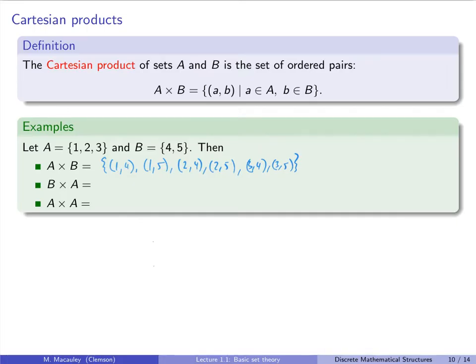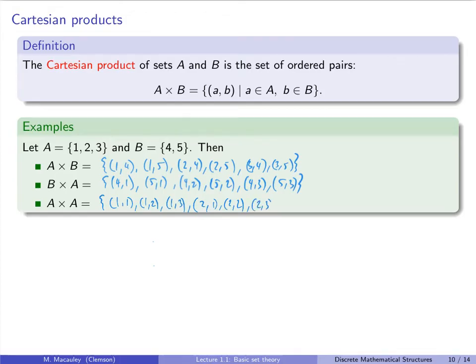However, B cross A, this next one, we're basically reversing these: (4,1), (5,1), (4,2), (5,2), (4,3), and (5,3). And of course, we can also do B cross B or A cross A. So A cross A is going to have 9 elements: (1,1), (1,2), (1,3), and so forth. You get the idea. (2,1), (2,2), (2,3), (3,1), (3,2), and (3,3).